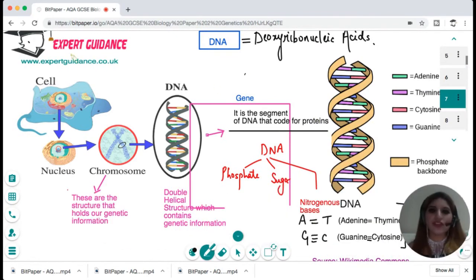First of all, you should know these terms are very used interchangeably. What's the difference between them? What's a cell? What's a nucleus? Chromosome, DNA, and gene. So inside the cell, we see a nucleus.